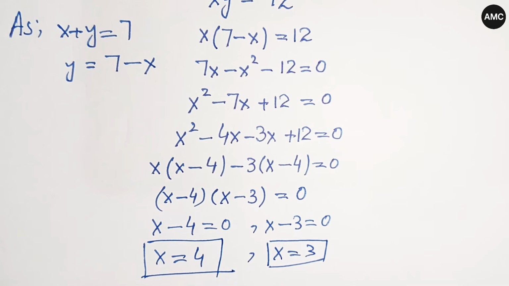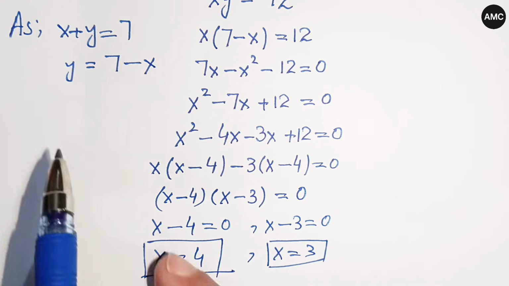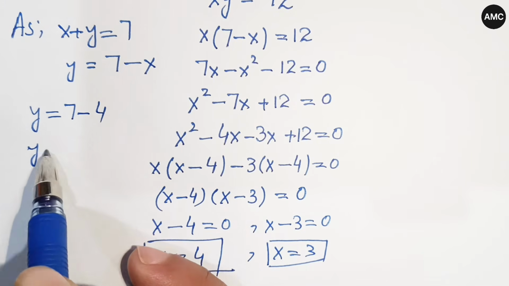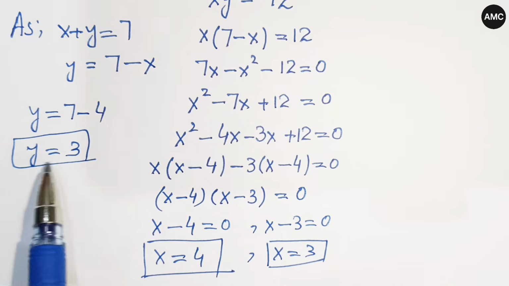Now for finding the value of y, we use this equation, that is y is equal to 7 minus x. So when x is equal to 4, then y is equal to 7 minus 4, y is equal to 3. So it is our first value, that is y is equal to 3.